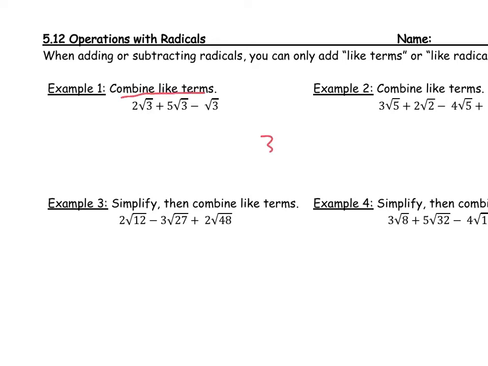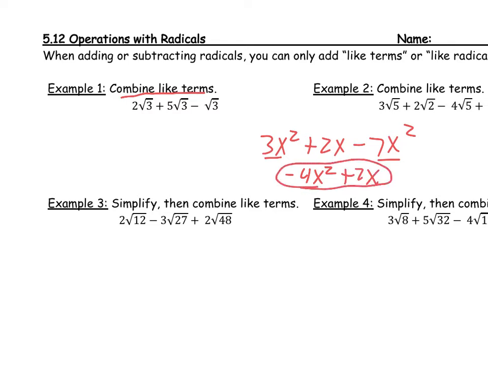It's kind of like this. When you have 3x squared plus 2x minus 7x squared, I can't add all these three terms, but I can add the x squared terms because they're what we call like variable terms. They have the same variable to the same power. And 3 minus 7 is negative 4x squared plus 2x. But I can't add the 2x to the negative 4x squared because they're the same variable but not the same power. It's kind of the same thing for these square roots or these radicals.